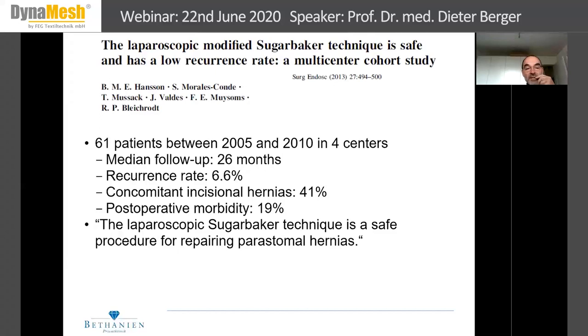That means that one center is treating about 15 patients in 5 years, that means five patients per year. The median follow-up was absolutely okay. Recurrence rate 6.6%. Concomitant incisional hernias 41%, in our series much more. Post-operative morbidity 19%, which is absolutely okay. The laparoscopic Sugarbaker technique seems to be a safe procedure, concluded by the authors.